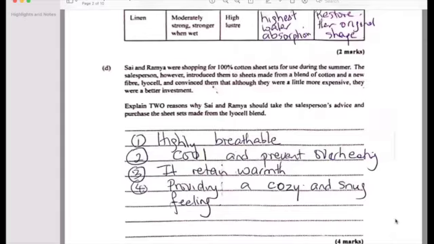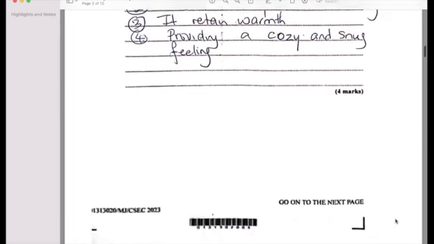And this question gives us a scenario. It says Sai and Rena were shopping for a 100% cotton sheet set during the summer. I don't want to go too far because I want us to get the answers. As a salesperson, they are introduced to the sheet, so they're asking, explain 2 reasons why both of them will take advice to purchase a sheet with that blend. One answer will be highly breathable, because you know cotton is highly breathable. It's cool and it prevents overheating. It also provides a cozy and smooth feeling. That's 4 marks.